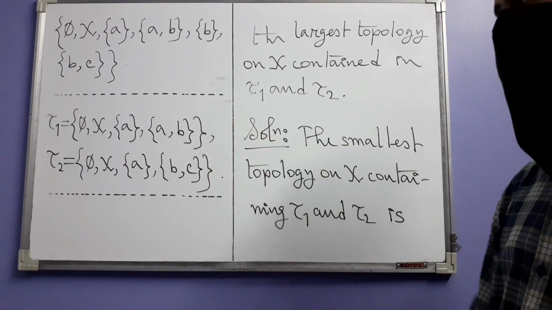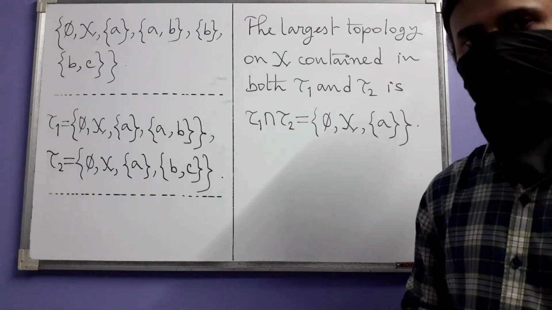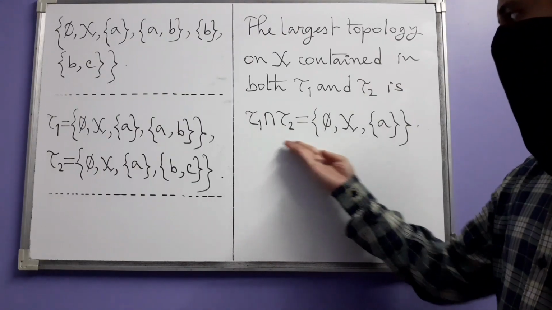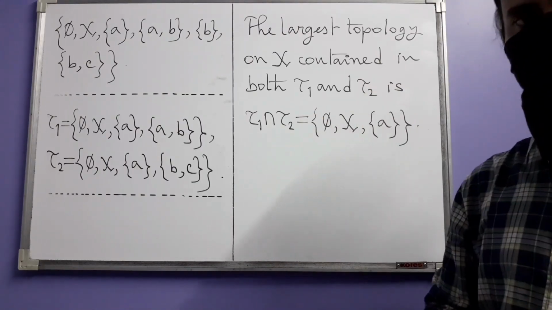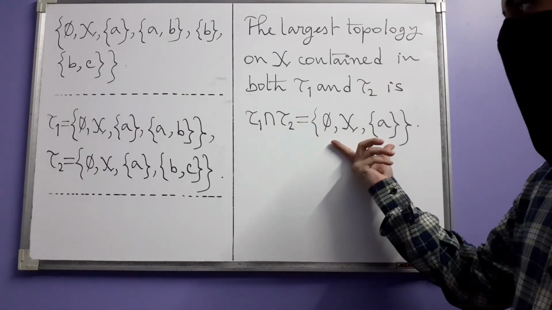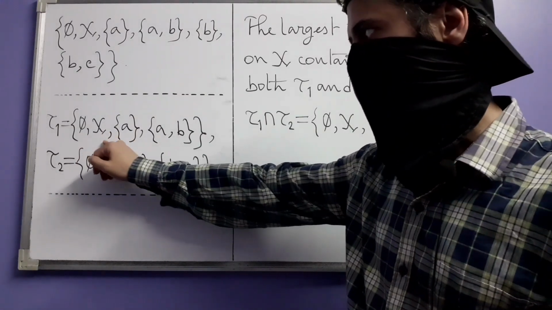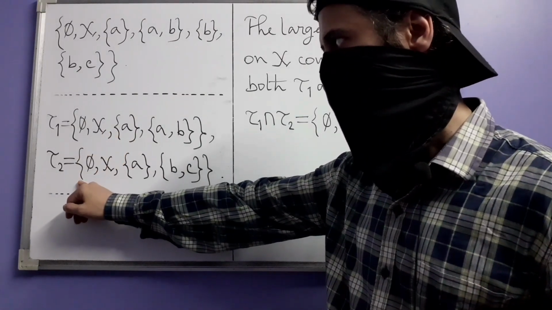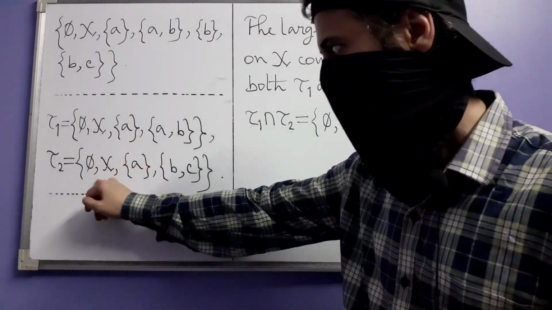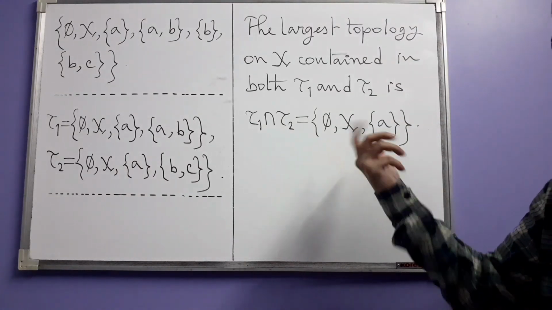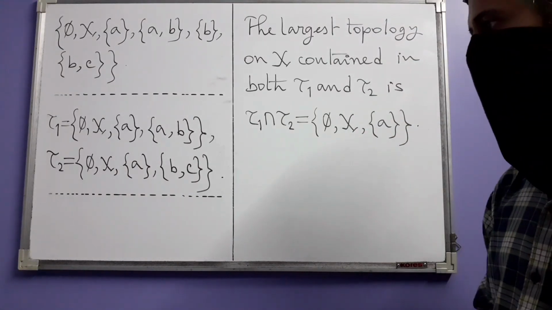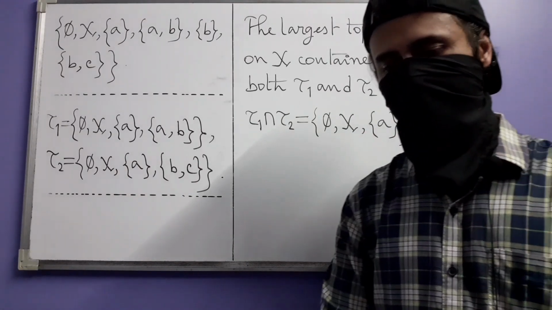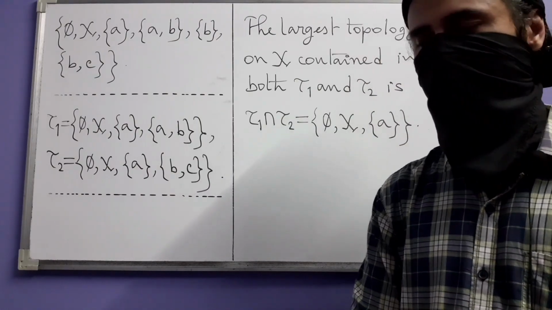And next we go for that largest one. So that largest one is just this by part B, and which is this. The only common elements to tau 1 and tau 2, both of them, are these three sets. So they form this topology. And that's just it. Let me just end this short video here itself.